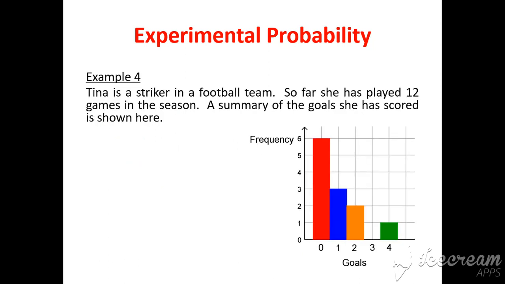Right, our final example is this here. Tina is a striker in a football team. So far, she's played 12 games in a season, and a summary of the goals she scored is shown here. So we've drawn a bar graph that represents her getting 6 times where no goals were scored, 3 times where she scored 1 goal, 2 times where she scored 2 goals, and there was 1 time she scored 4 goals.